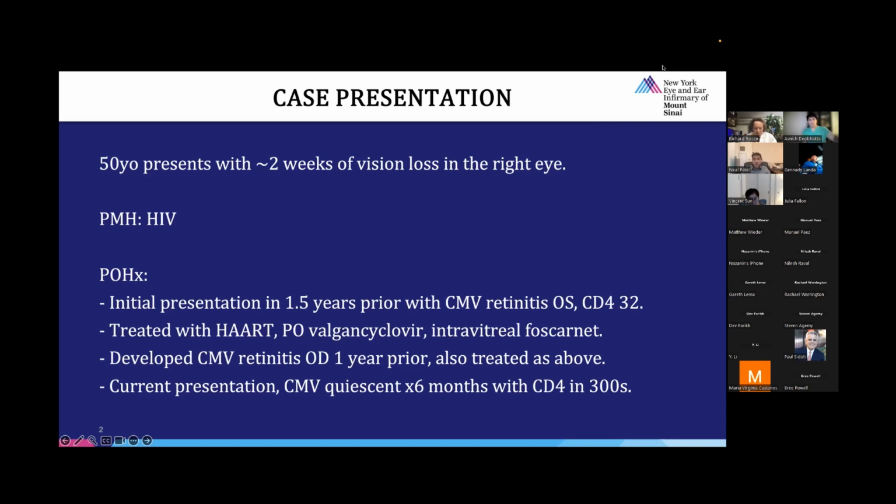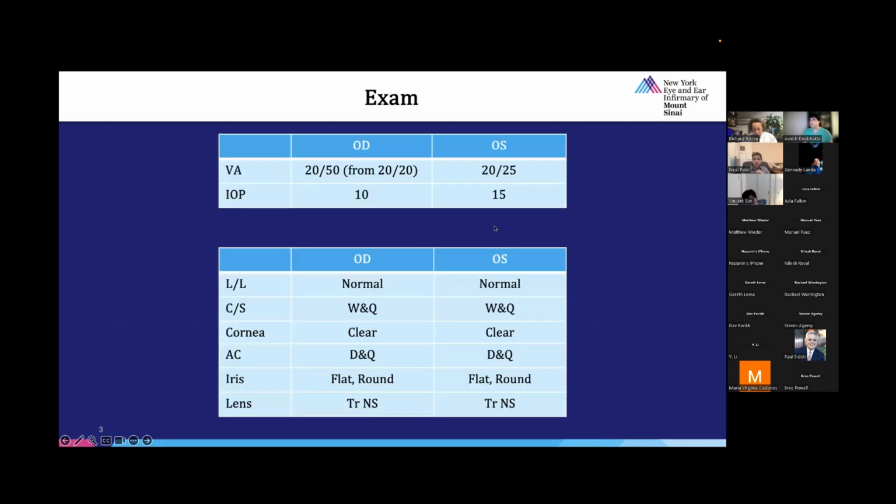About 6 months after that, she developed CMV retinitis in the right eye, which is the eye that we're operating on in this presentation. And that was still 1 year prior to her surgery. Currently, she has been well treated for CMV retinitis, which has been quiescent for the past 6 months, and her CD4 count has recovered into the 300s. On presentation here, visual acuity is decreased to 20/50 in the right eye from her baseline of 20/20. She's 20/25 in the left, pressures of 10 and 15, and otherwise unremarkable anterior segment. She's phakic.